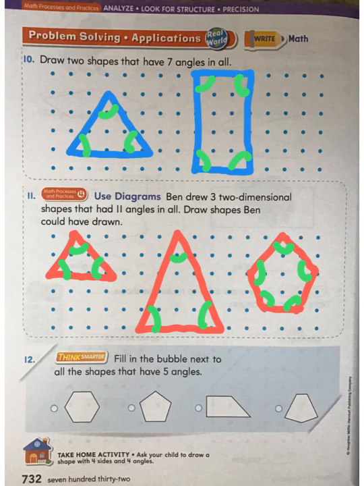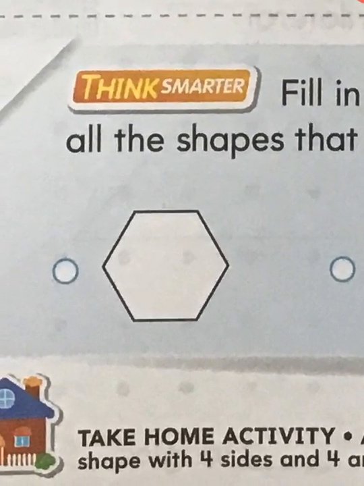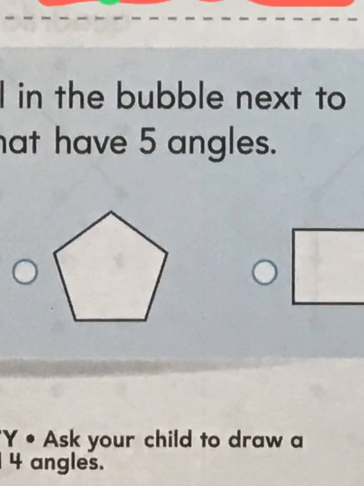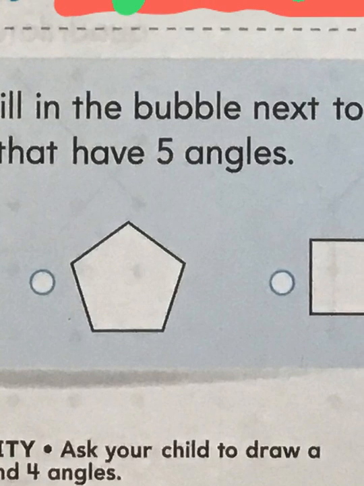And for number 12, fill in the bubble next to all the shapes that have 5 angles. Let's take a look at the first one, a hexagon. Does a hexagon have 5 angles? No, it has 6. 1, 2, 3, 4, 5, 6. So we'll leave that one alone. Does a pentagon have 5 angles? 5 sides, 5 angles. It does. So we'll color in the bubble.